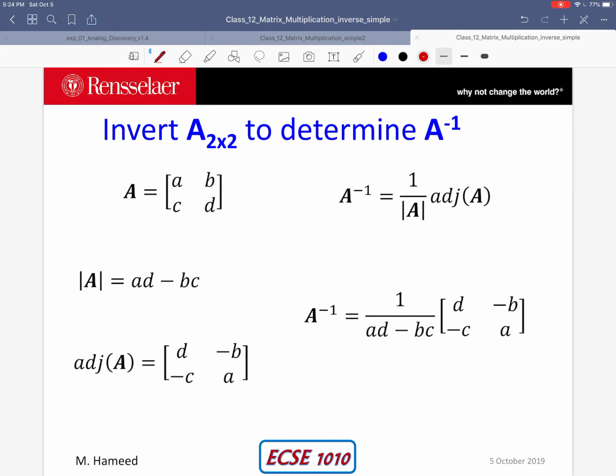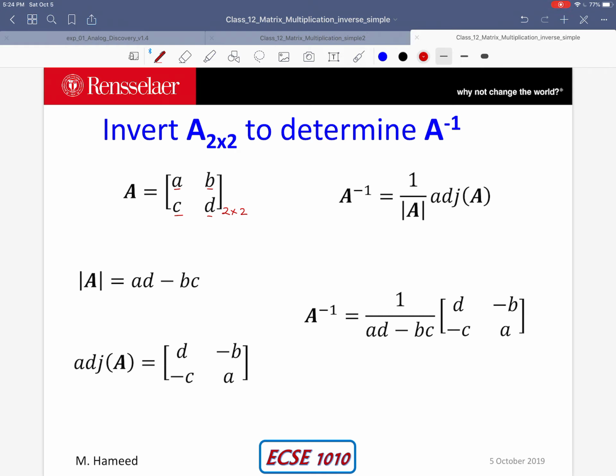So in order to invert matrix A of size 2 by 2, we are after A inverse. In order to find that inverse, we need to find two things. One is the determinant of A, and the second one we need to determine is the adjugate of A. So let's say we have matrix A with 2 rows and 2 columns. So its size is 2 by 2, and the elements are simply small a, b, c, and d. So we've got 4 elements in matrix A, size 2 by 2.